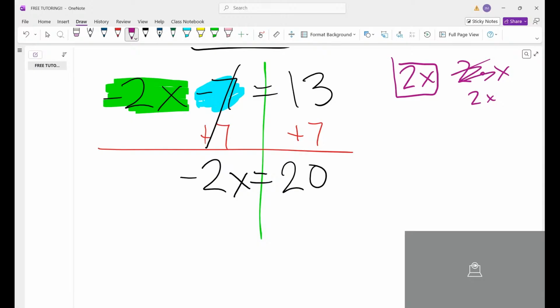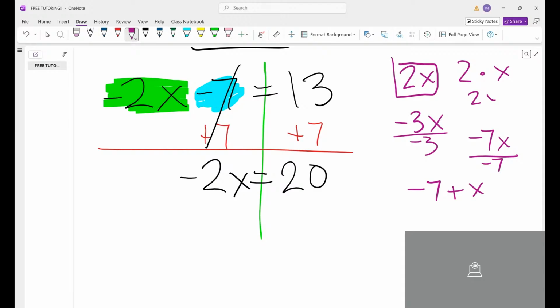But if you don't want to think about it like this, just remember whenever you have a number and a letter connected, with no sign in between, you are always dividing. You could even have something like negative 3x. These are still connected, so you're still going to divide by whatever's in the front. You could have negative 7x. You still divide because these are connected. But if you had something like negative 7 plus x, then this is no longer division because they are being separated by that sign, either a plus or a minus. If they're separated, you don't divide.